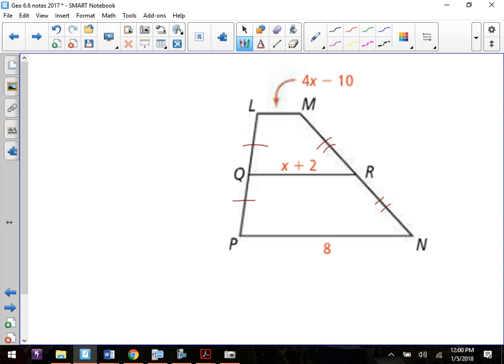Take a second, see if we can figure out what to do here. Just by the diagram, segment QR is connecting midpoints, which means it has to be what we call that mid segment.